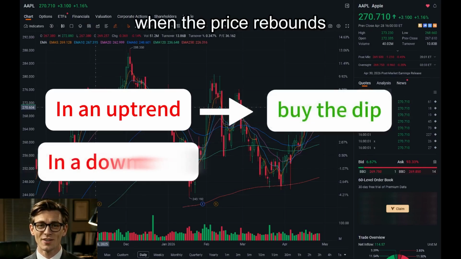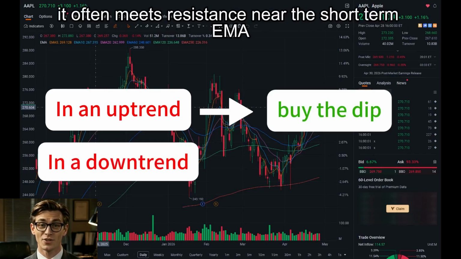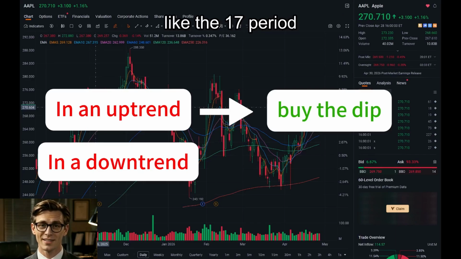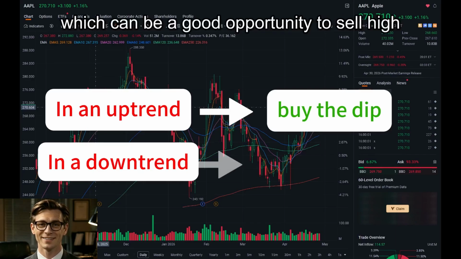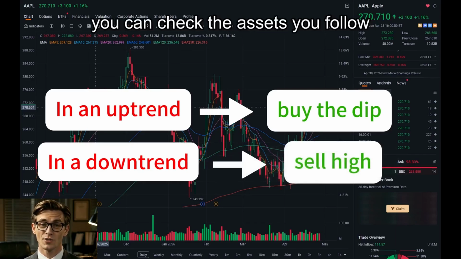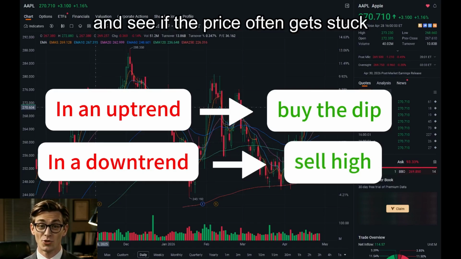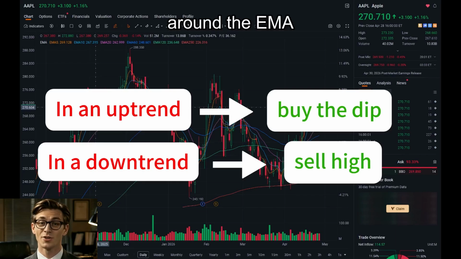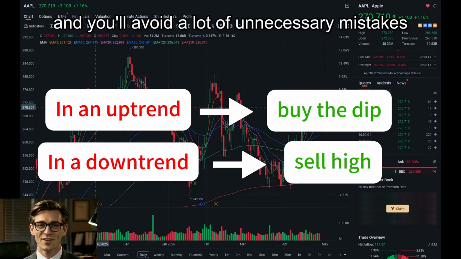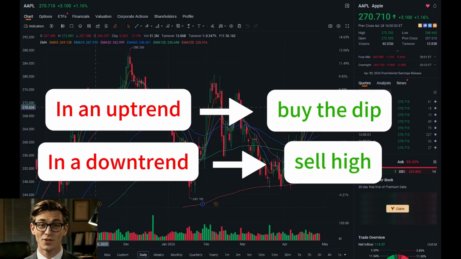In a downtrend, when the price rebounds, it often meets resistance near the short-term EMA, like the 17 period, which can be a good opportunity to sell high. You can check the assets you follow and see if the price often gets stuck around the EMA. That's market consensus. Use it well, and you'll avoid a lot of unnecessary mistakes.